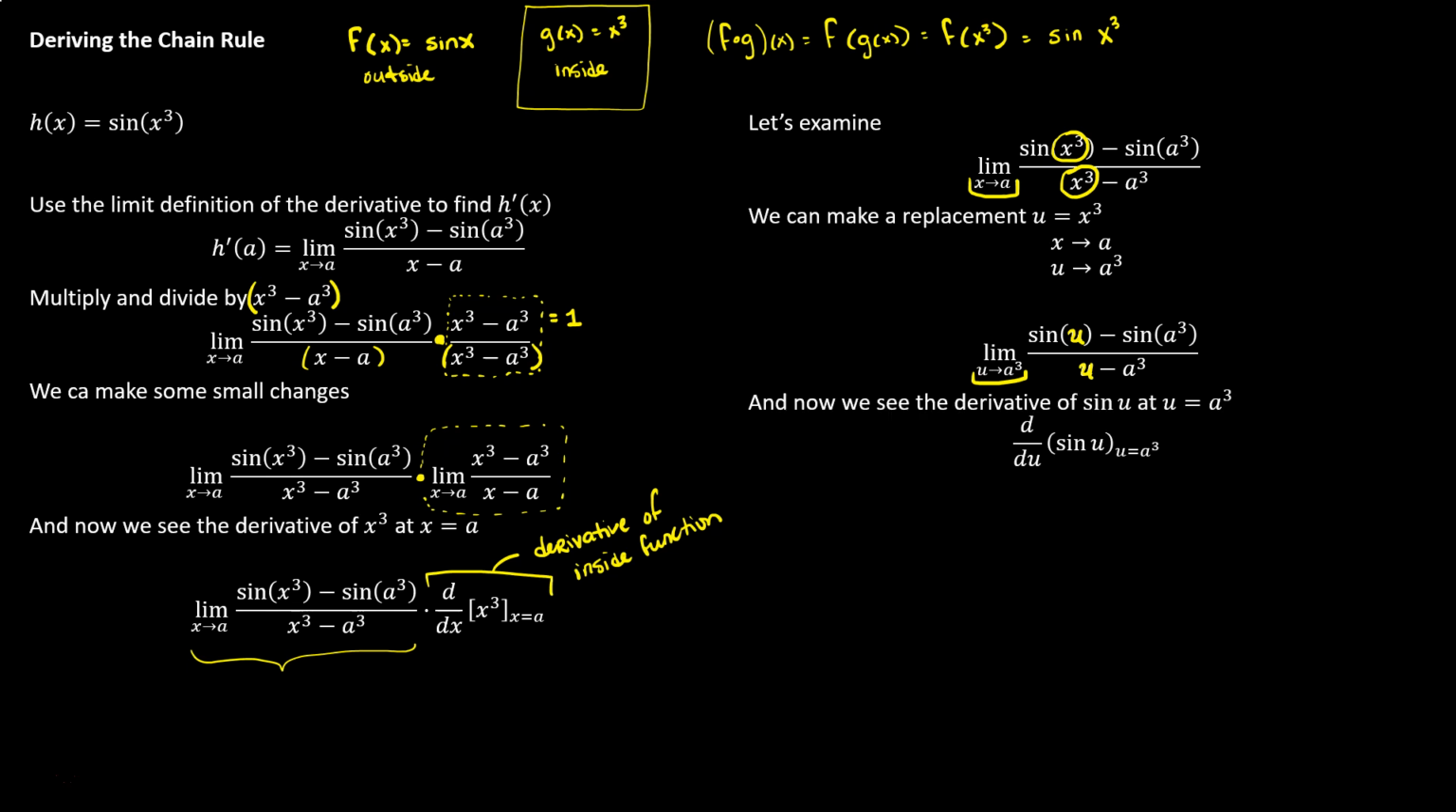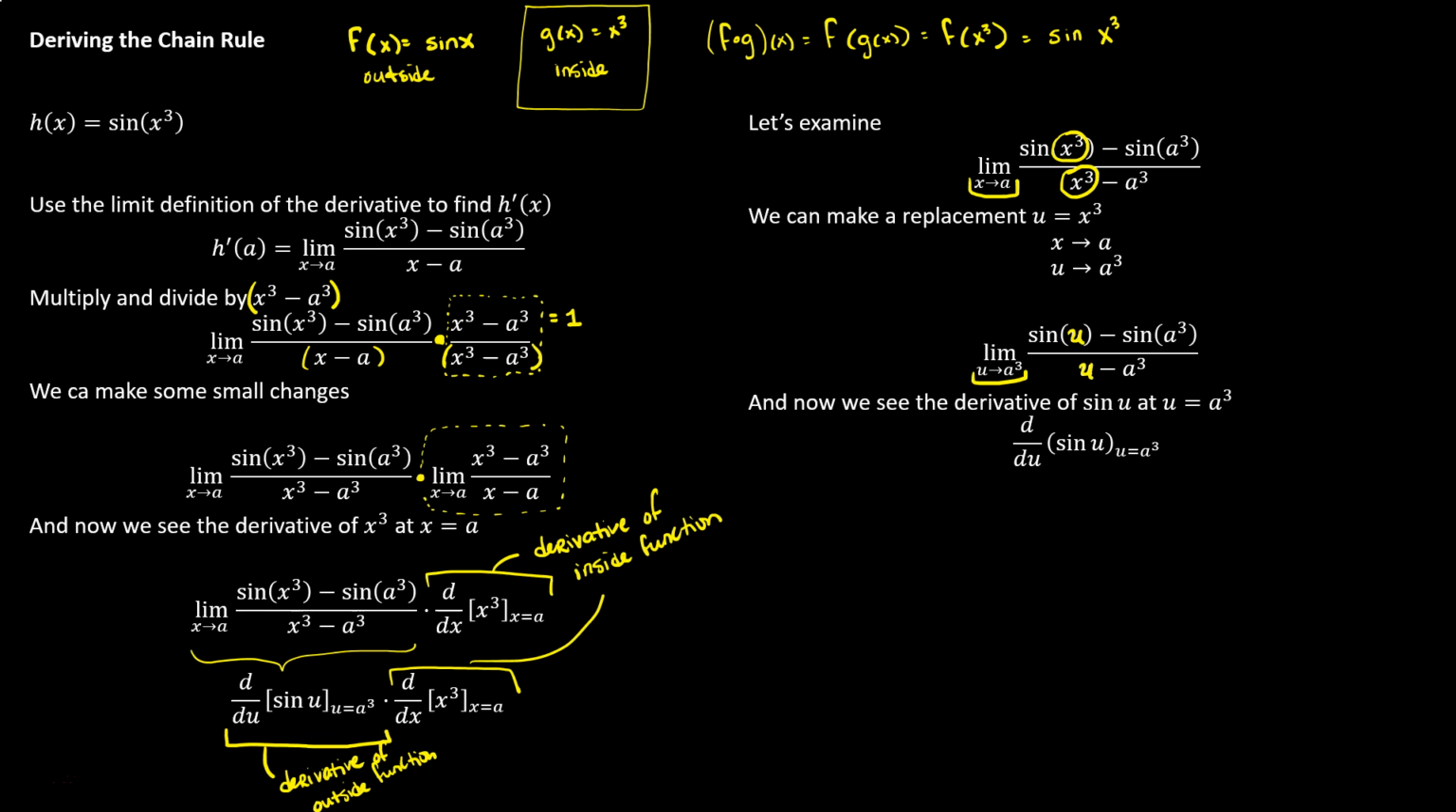Making these substitutions, we can now see that that limit follows the format for the derivative of the function sine u evaluated at u equals a cubed. So coming back to our derivative for h, we can now see that it's the product of the derivative of the outside function multiplied by the derivative of the inside function.